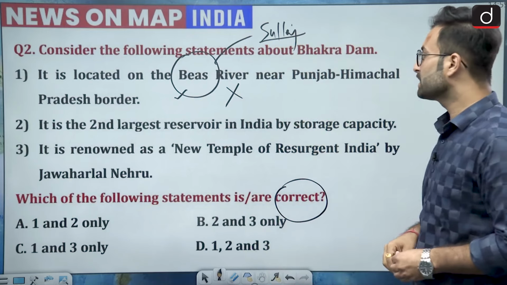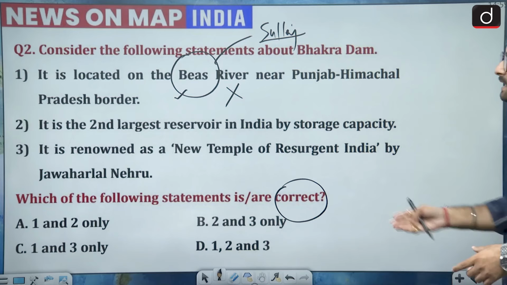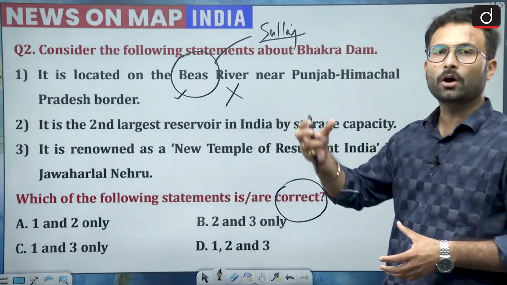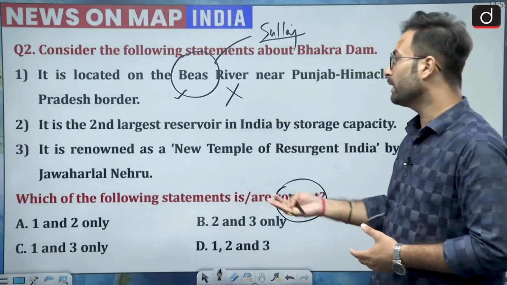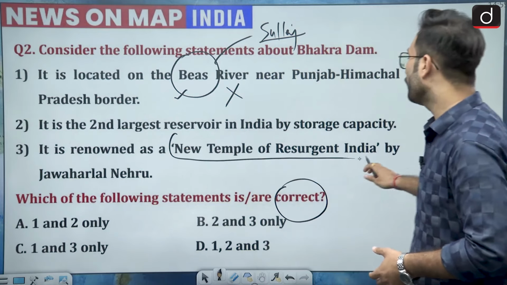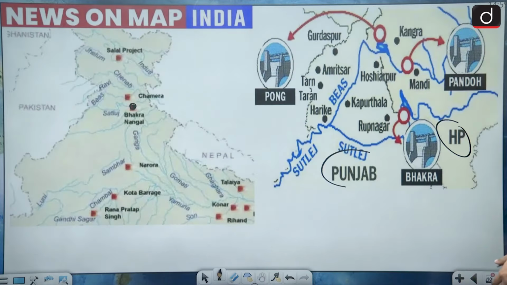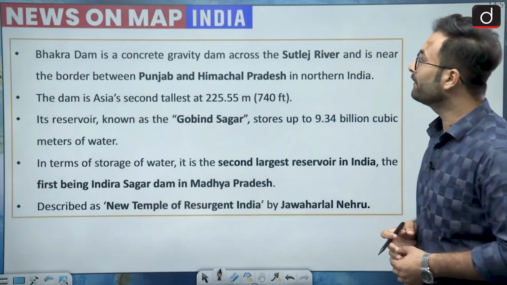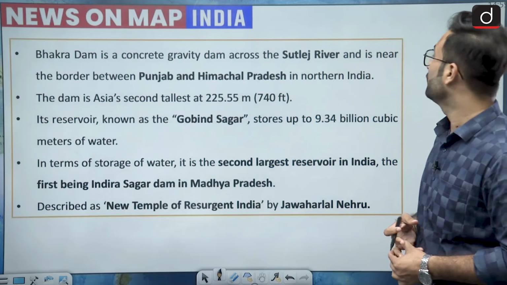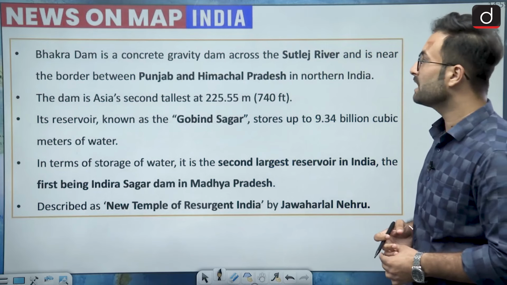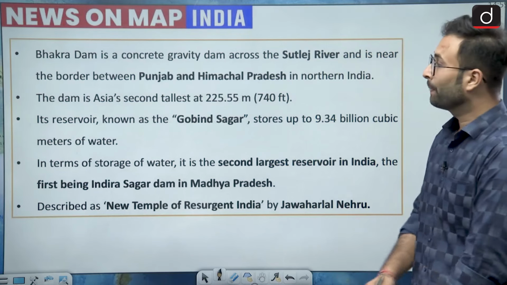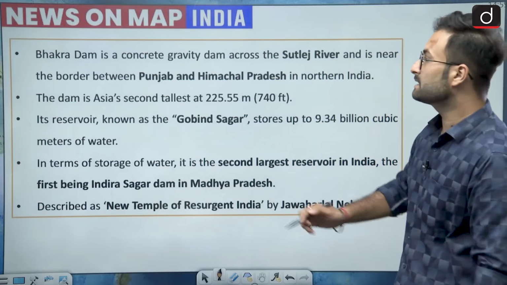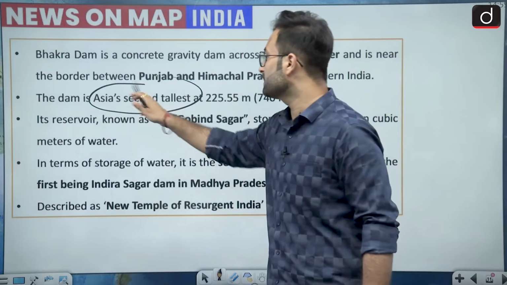It is the second largest reservoir in India by storage, and there is this statement which has been given by Jawaharlal Nehru, and he has said that it is a new temple of resurgent India. Here are some facts about the Bhakra Dam. Bhakra Dam is a concrete gravity dam across the Satluj river and is near the border between Punjab and Himachal Pradesh in northern India. The dam is Asia's second tallest. Okay, that is one fact.